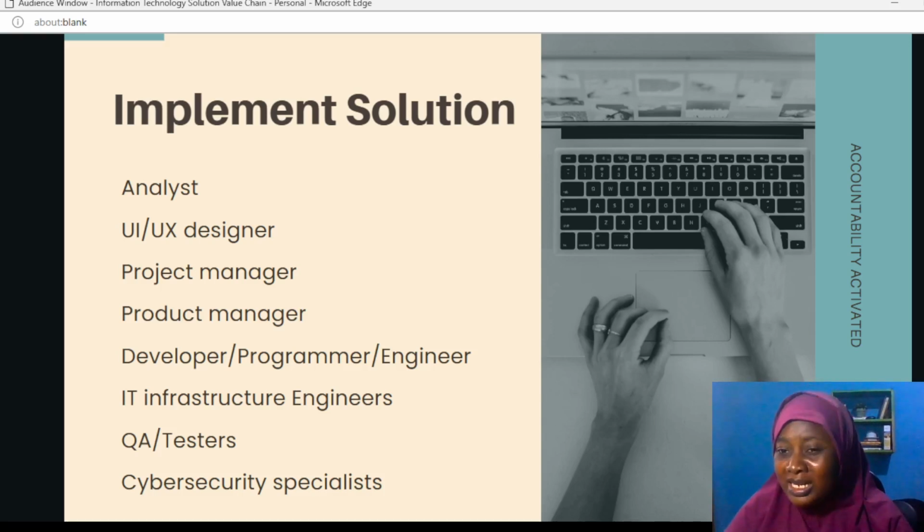So there are different roles involved with that. And there are some people that the IT infrastructure engineers also include the cloud security engineers, cloud architects, different cloud specialists, network engineers, etc. So we also have the quality assurance people, quality assurance engineers, quality assurance programmers, quality testers. These are people that ensure that the software product meets the standard.